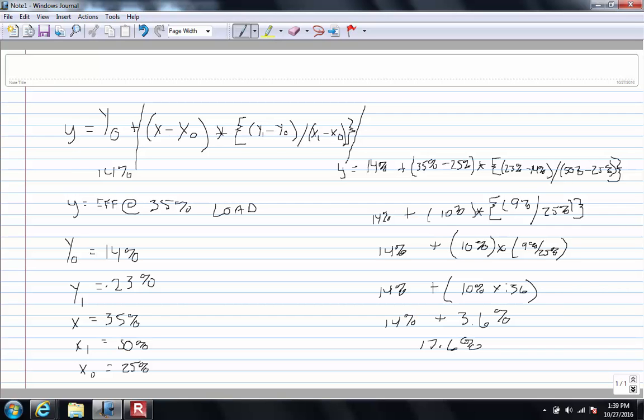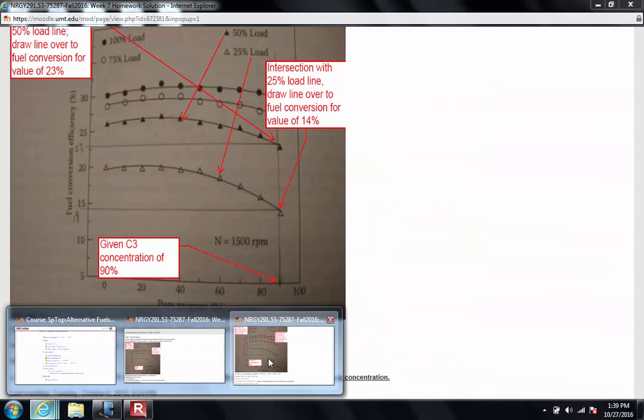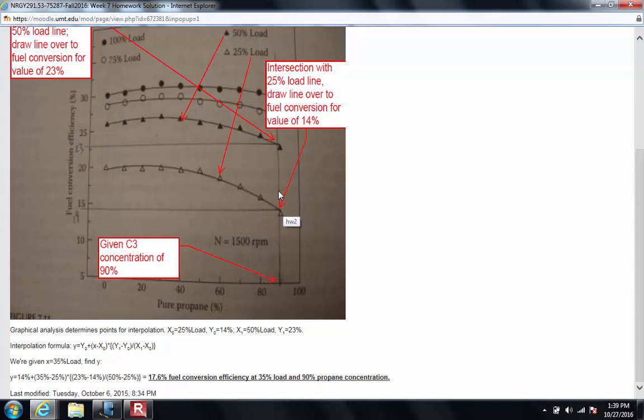So you can see we eyeballed it pretty close and said, yeah, that's about 18. When we look at the picture and use our ruler, that looks about right. But 17.6% efficiency is much more exact. So that's how you do it mathematically to make sure that you are giving the exact number.